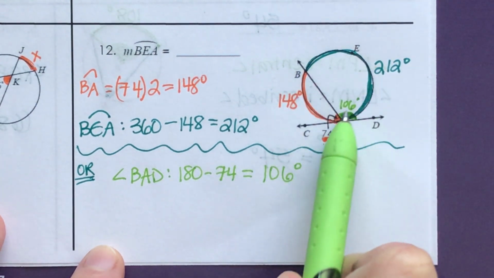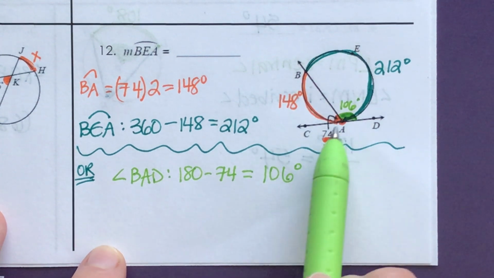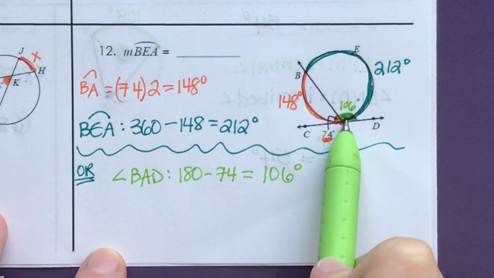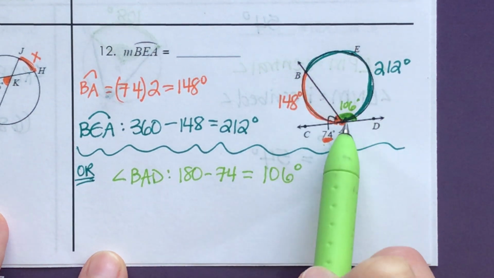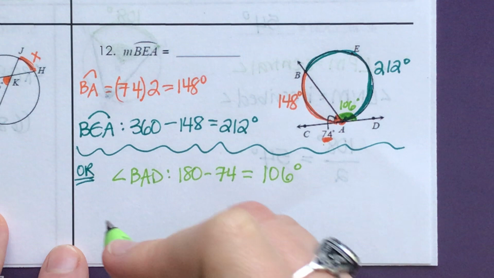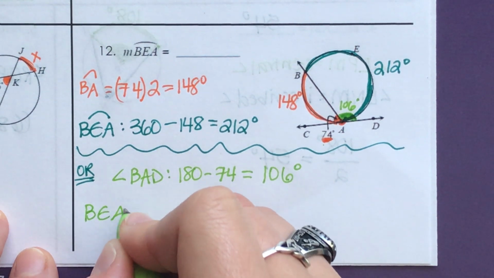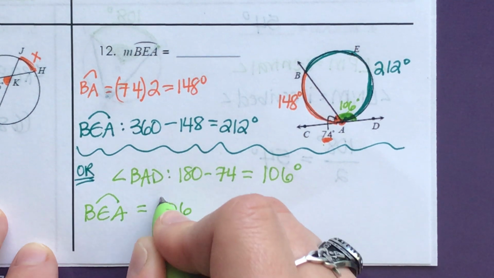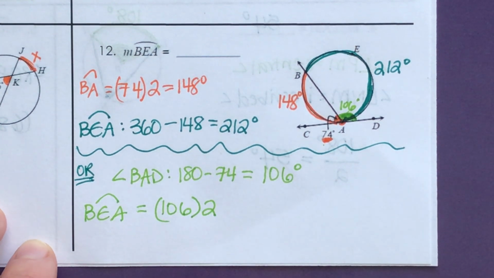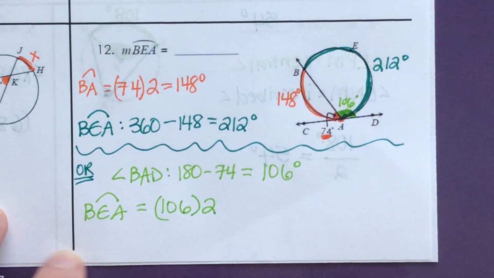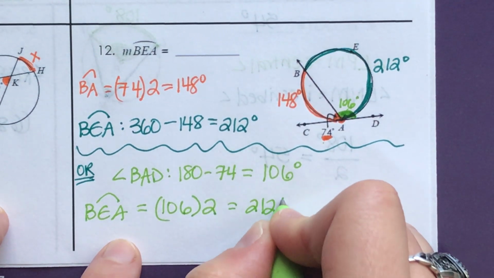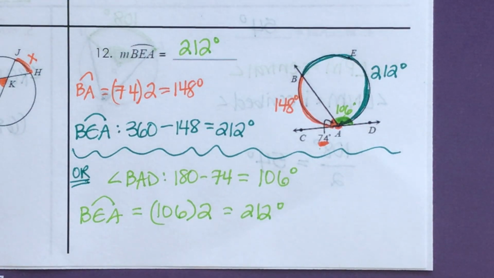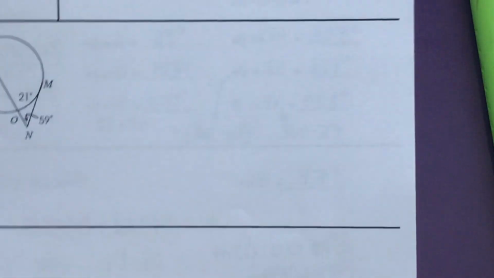And then to figure out the arc that matches up with it, this is an inscribed angle here. So the arc measure is going to be double the angle. So to figure out BEA, you can also take that 106 and multiply it times 2. You can just double it, and that will give you the exact same thing. Guess what? It also gives you 212 degrees. So you have two options of how you can go about doing that problem. Okay, last few.